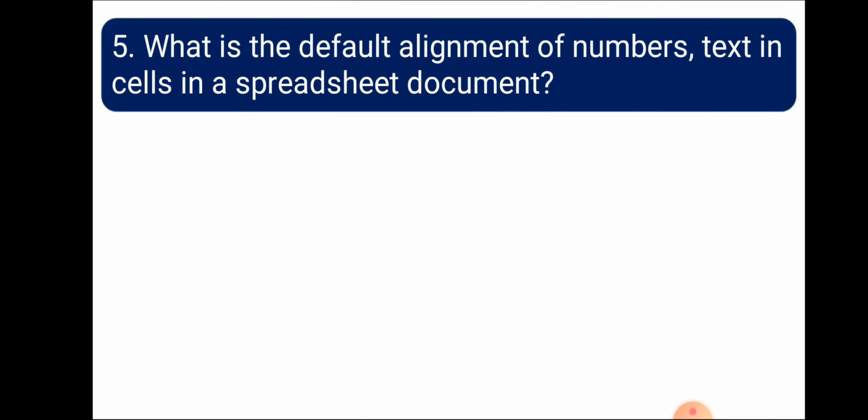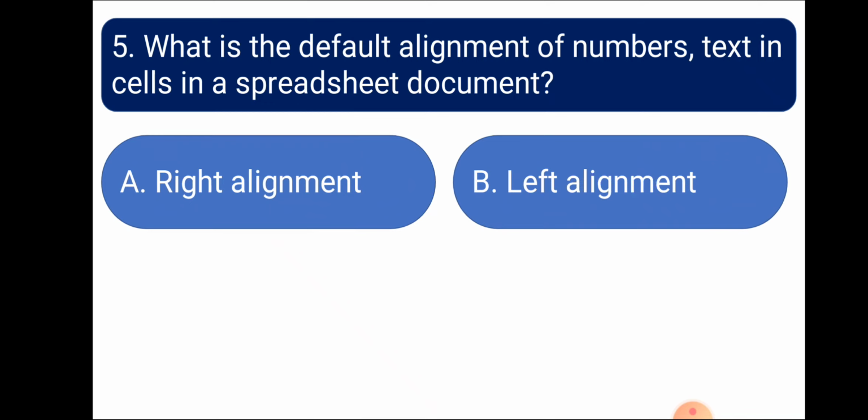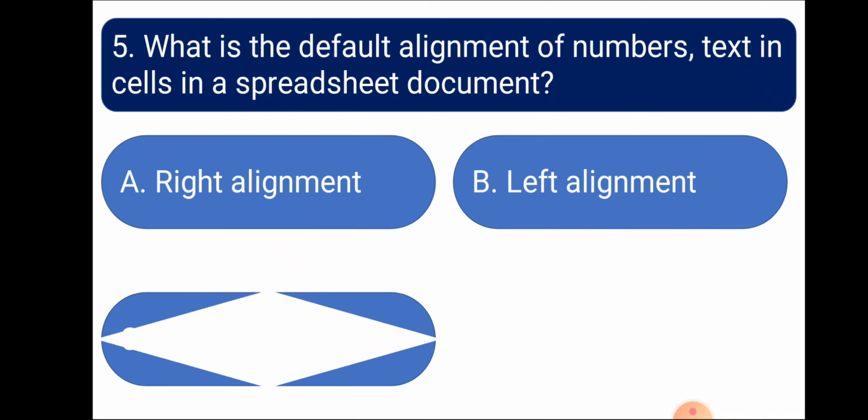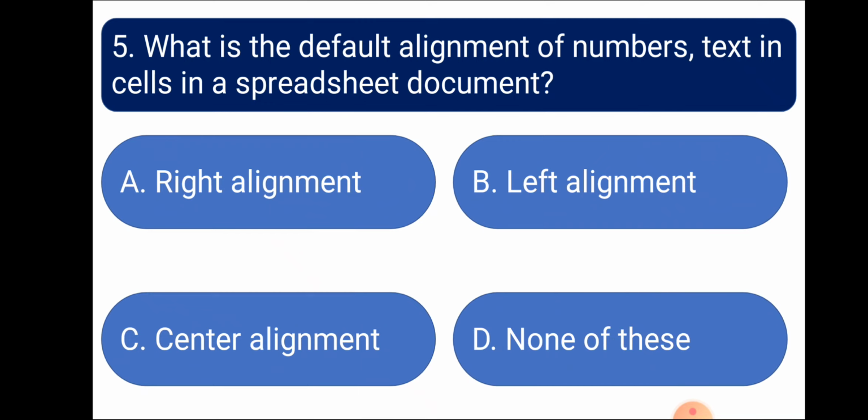Question number 5. What is the default alignment of numbers, text in cells in a spreadsheet document? Option A right alignment, option B left alignment, option C center alignment, and lastly option D none of these. So correct answer is left alignment. This is up to MS Excel.